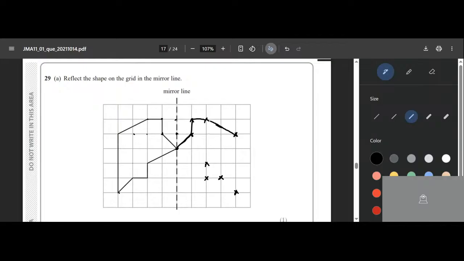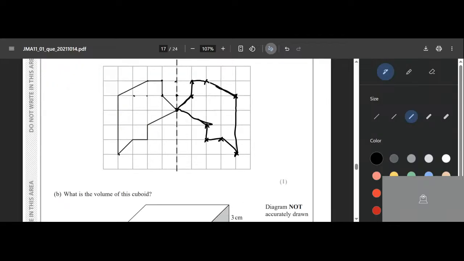Follow it very keenly. You have to use a ruler for this. My graphics does not have a ruler, so I'll just use my bare hand. But you're always advised to use a ruler. You can see that that's how it is supposed to be, a replica of what is shown on the other side.